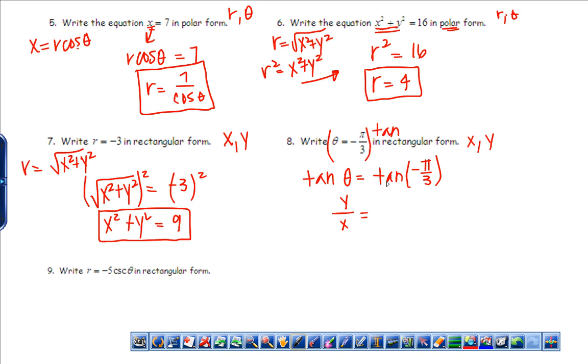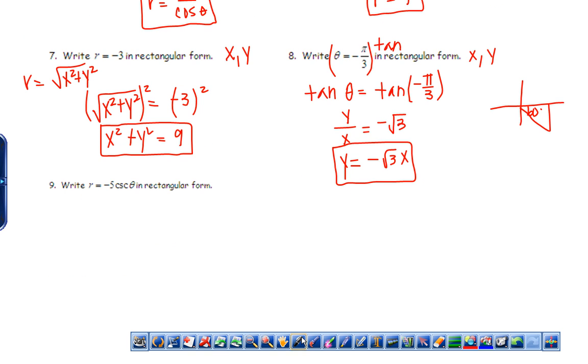So what is tangent of -pi/3? Well, if you need to draw your triangle of tangent of -pi/3, make sure you do so. That's down here. That's going to be a 60-degree triangle. That would give you -√3. Okay, you could leave it like this. It looks kind of crazy. I'm going to go ahead and solve for y because I think this looks silly. So I'm going to say y equals -√3x.